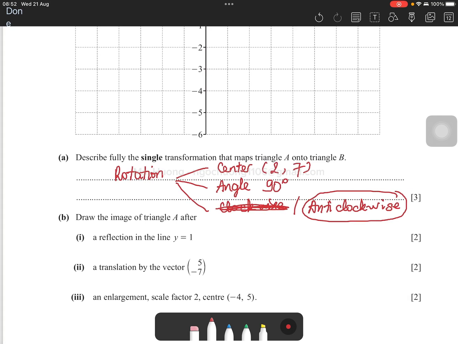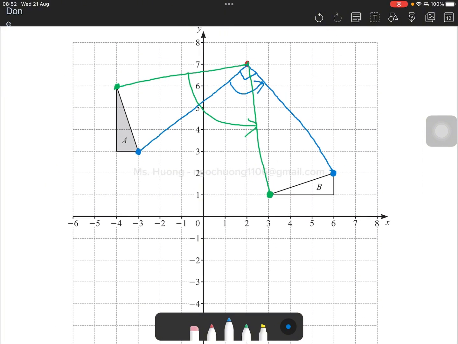B. Draw the image of triangle A after a reflection in the line y equals 1. So first of all, we'll draw the line y equals 1. Here we go. And now let's draw the reflection of the triangle A after this. So we'll check each point. For example, this red point, 1 unit, 2 units. So we continue 1, 2 units. So this is the image of that red point. Similarly, for this blue point, we also check 1, 2, and then 1, 2. So this is the image of the blue point.